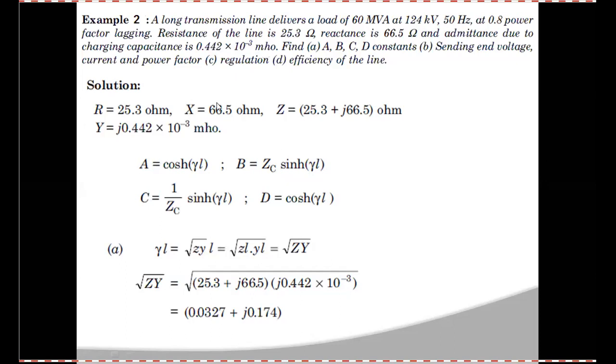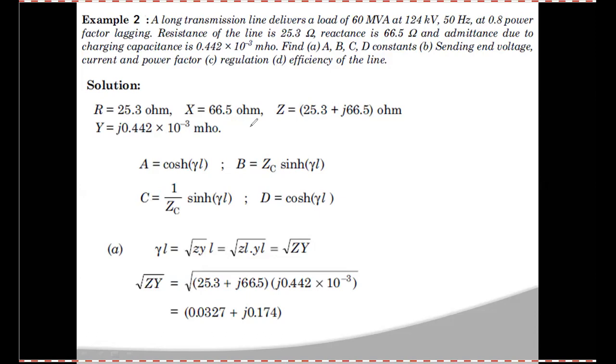If you know the resistance and reactance, you can calculate the impedance Z. Z is 25.3 plus j 66.5 ohms, and Y is the admittance value. This is due to the capacitance, right? So the capacitance admittance can be written as j 0.442 into 10 power minus 3. What does this j represent? It means the magnitude is at an angle of 90 degrees, that is, the capacitive admittance makes an angle of 90 degrees with your reference.